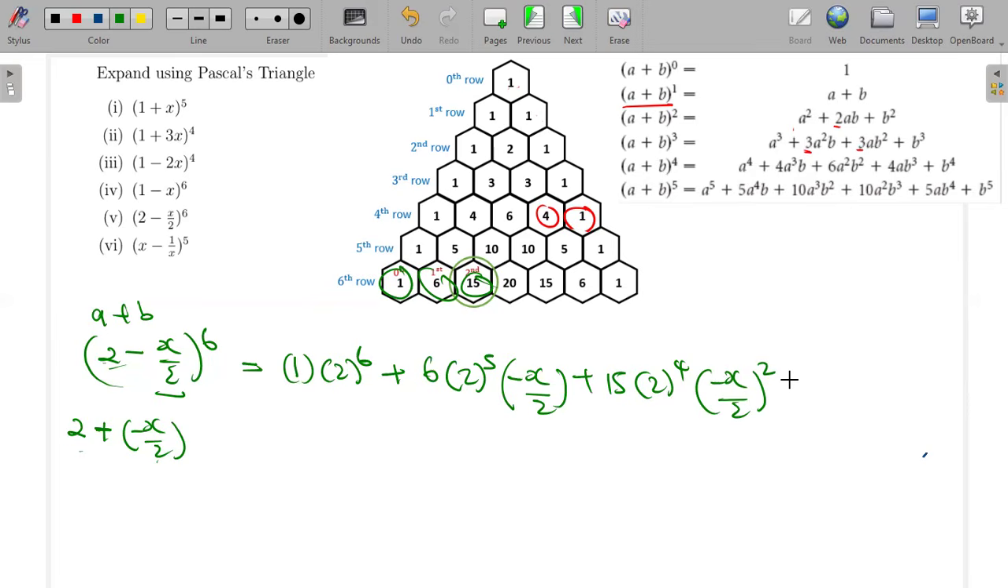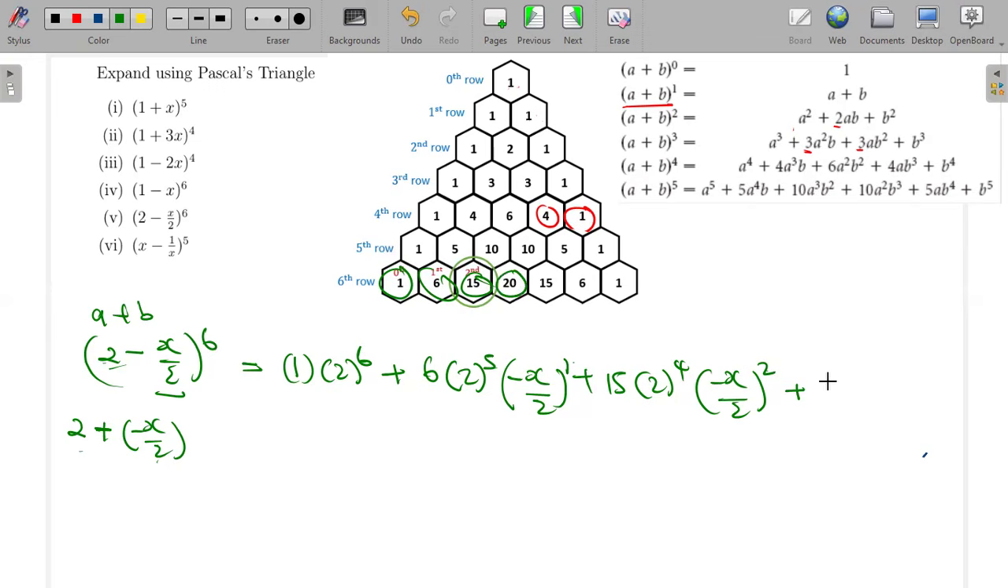Another thing that you must know, for you to know that you're right on track, is the power which you've raised your a to, when you add it to the power which you've raised your b to, they must give you your total expansion, or the total exponent which you are trying to expand to. So in this case, when we add our 5 plus 1, we get 6. 4 plus 2, you get 6, and so on. You continue to see this pattern.